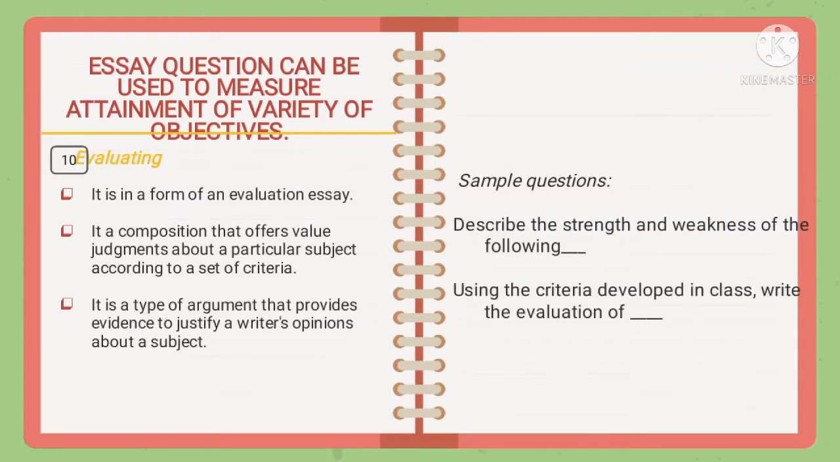Number 10 is evaluating. It is a form of evaluation essay. It is a composition that offers a value judgment about a particular subject according to a set of criteria. It is a type of argument that provides evidence to justify a writer's opinions about a subject. Sample question: describe the strengths and weaknesses of the following. Using the criteria we developed in class, write the evaluation of blank.